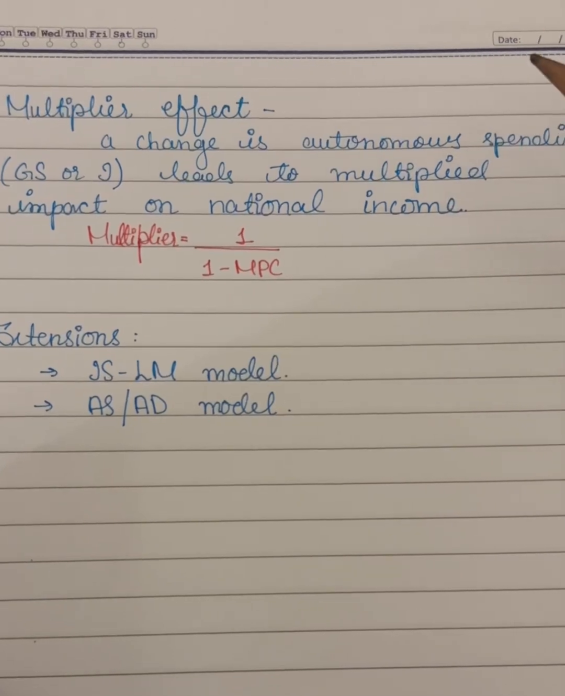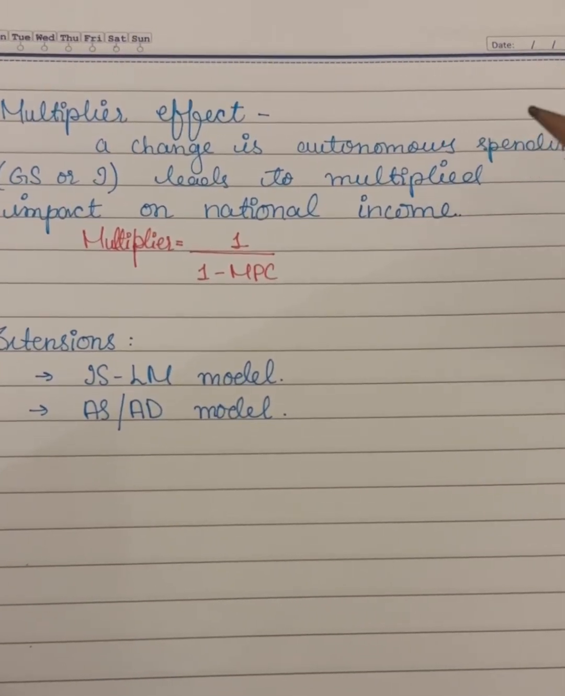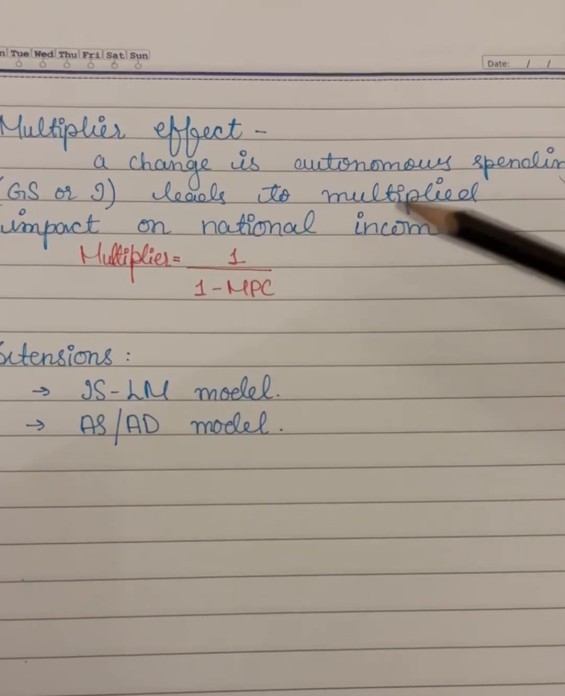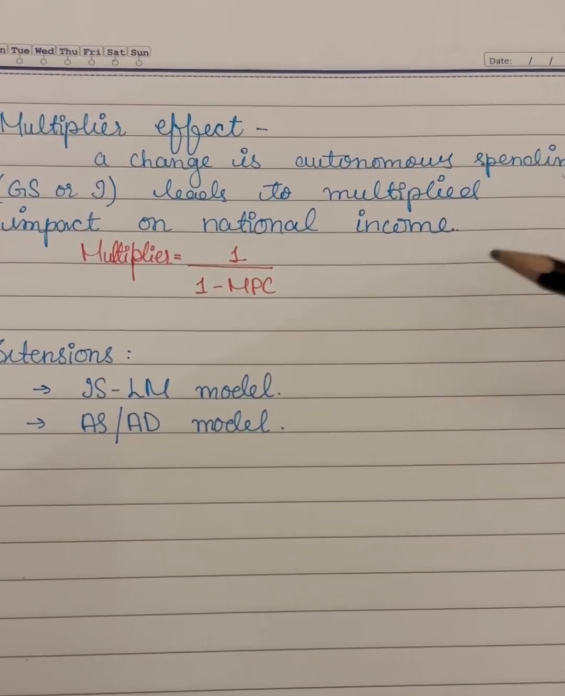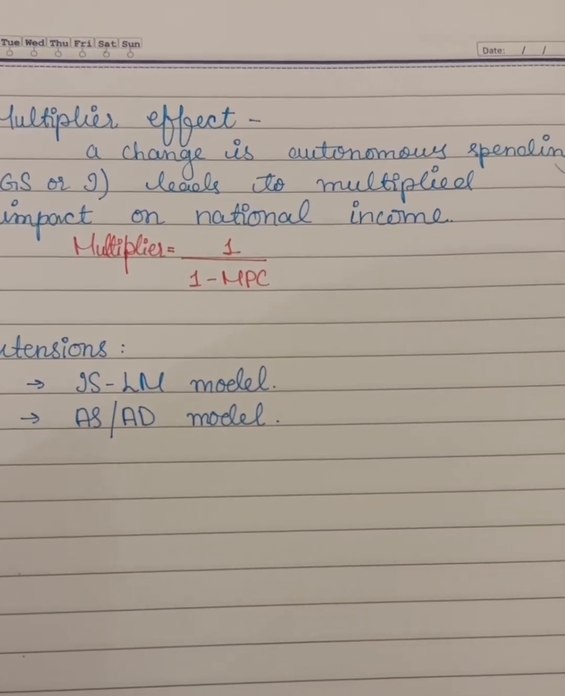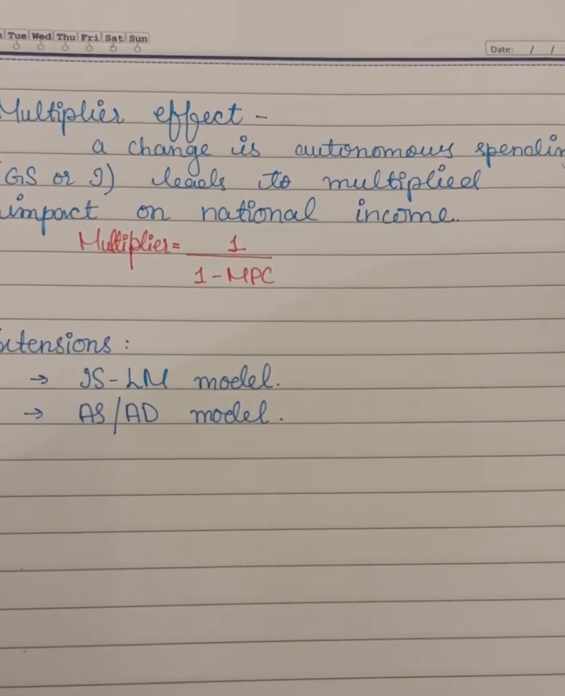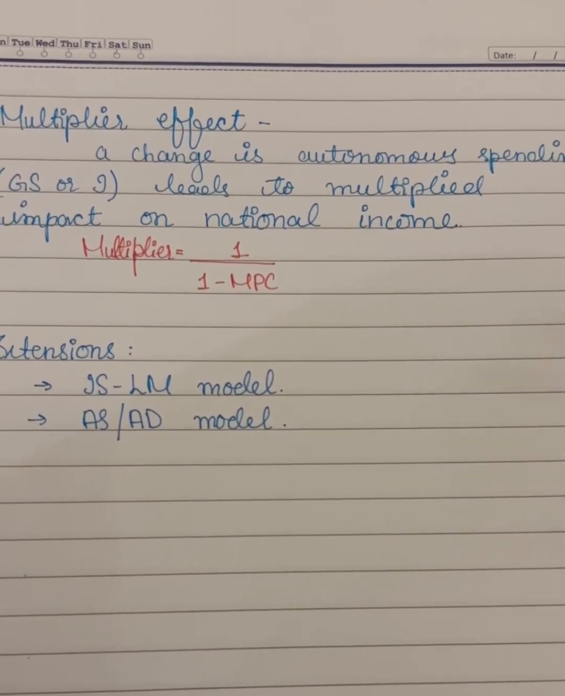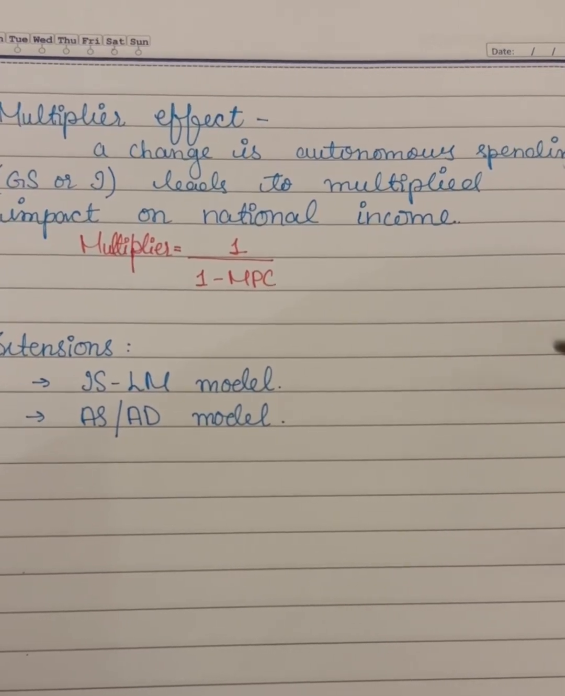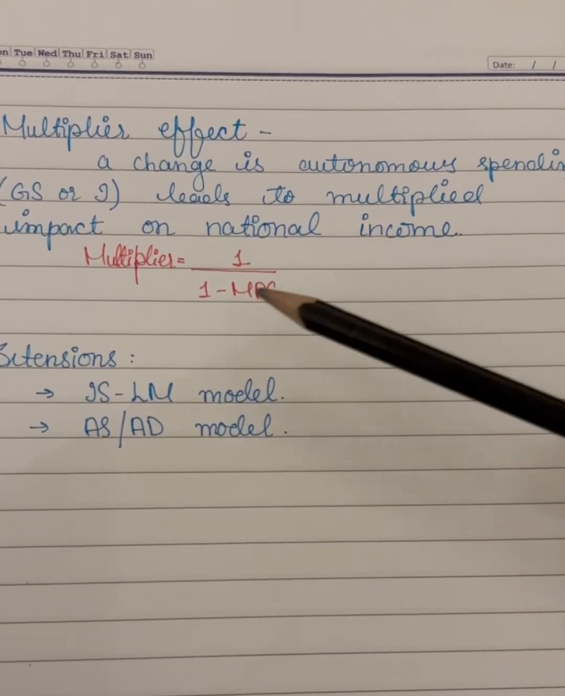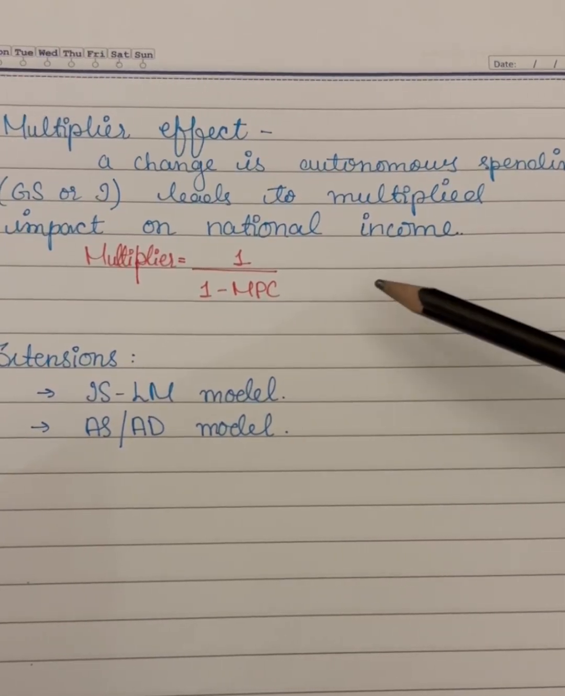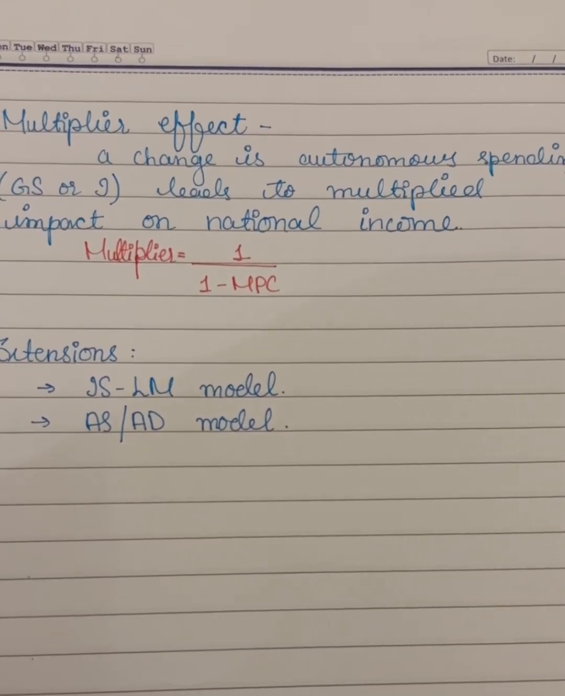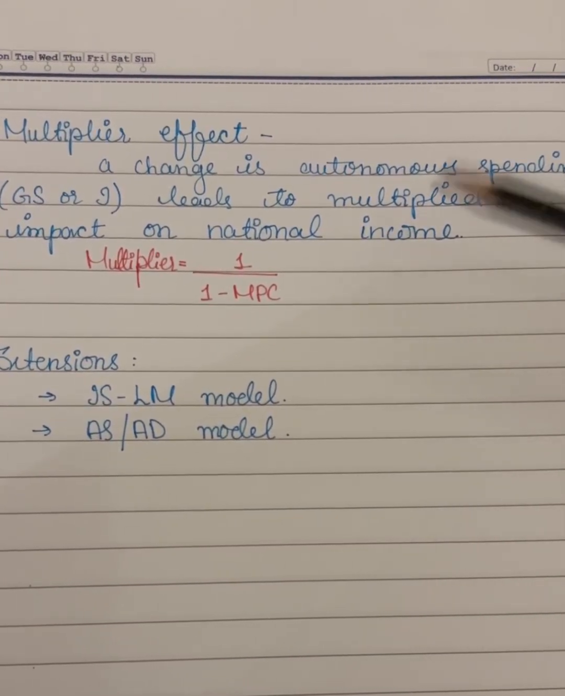Then we have the multiplier effect in this model, which shows that a change in autonomous spending, which is government spending or investment, leads to a multiplied impact on the national income. The formula we have for the multiplier is 1 over 1 minus MPC, marginal propensity to consume. It also shows how the initial change in spending leads to a larger overall change in GDP.